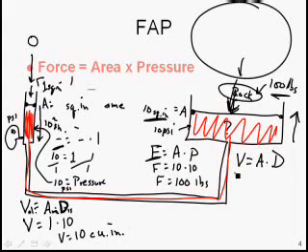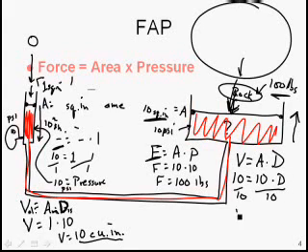In this case, we know the volume is 10 cubic inches. 10 cubic inches equals the area of this piston, which is 10 square inches, times the distance. So now we can solve for distance. Divide by 10 on each side, and we get 1 equals distance. So this piston is only going to go up 1 inch.